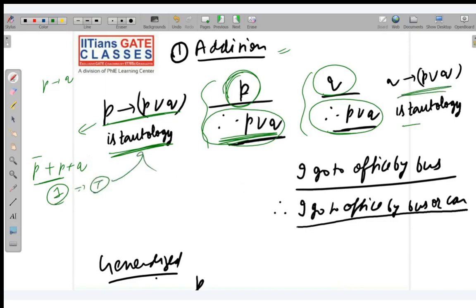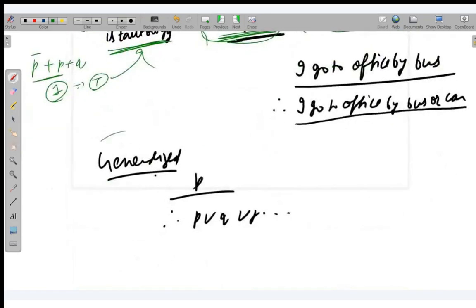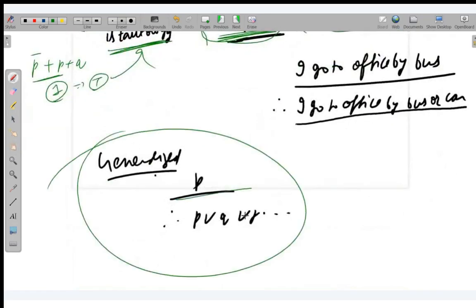Similarly, you can prove it like this also. So P therefore P or Q, Q therefore P or Q. So these are the rules of addition. Now the generalized rule is this: P therefore P or Q or R and so on. I think you know, na? In OR, if any one of them is true, the answer is true. So if P is true, then obviously P or Q or R and so on will be true. This is a generalized scenario.